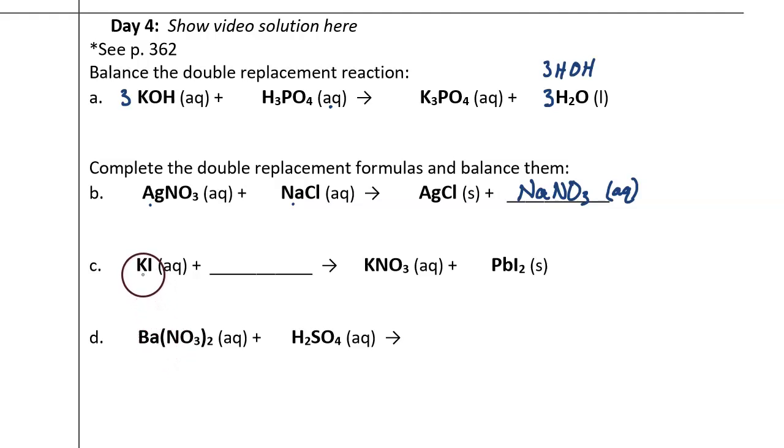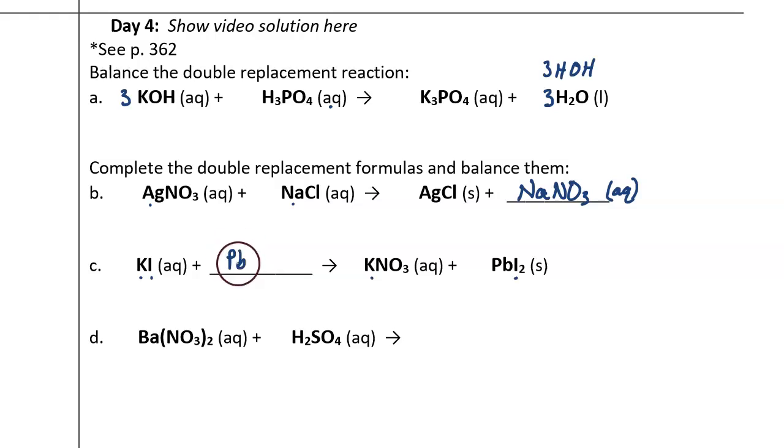Question C. Potassium iodide, aqueous, plus some reactant, produces potassium nitrate, aqueous, plus lead iodide, solid. This has the format of a double replacement if this piece here is something that is aqueous. What do you think it needs to be? Well, I see the K, and here I see the K, and here I see an I, and here I see an I, but what don't we have yet on the left side? We don't have the nitrate, and we don't have the lead. So I think this missing piece is lead nitrate.